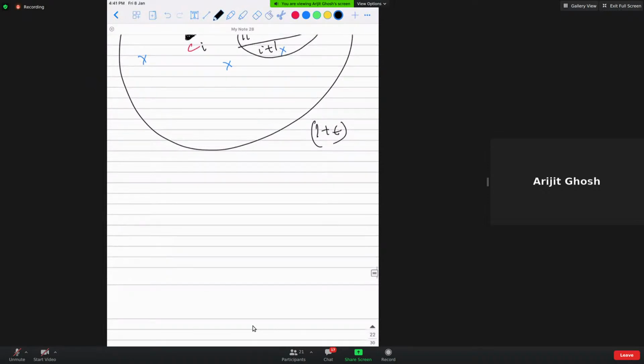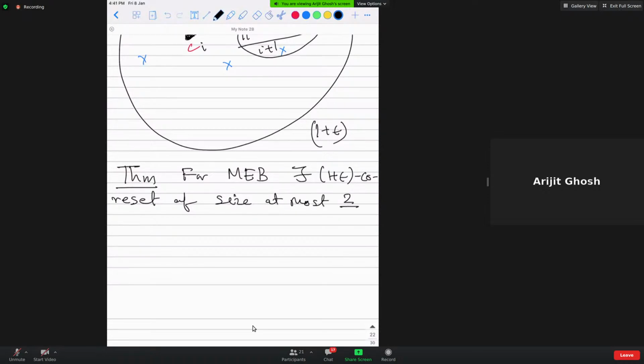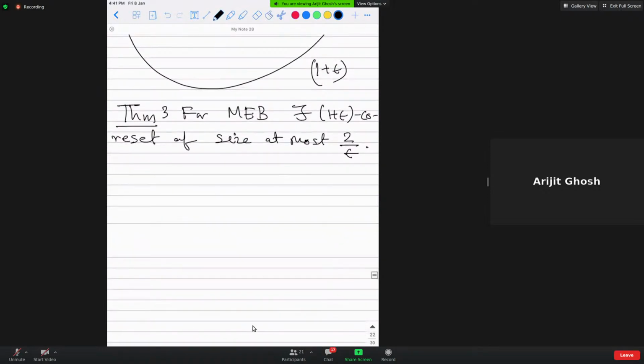Let me write it as a theorem. The theorem: for MEB, there exists a 1 plus epsilon coreset of size at most 2 by epsilon. This is what we will be proving.